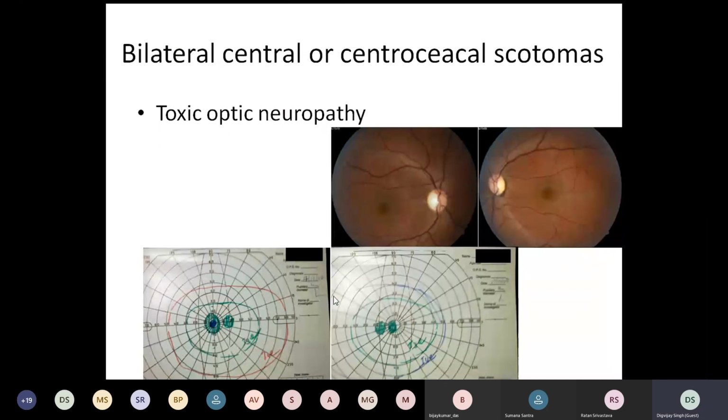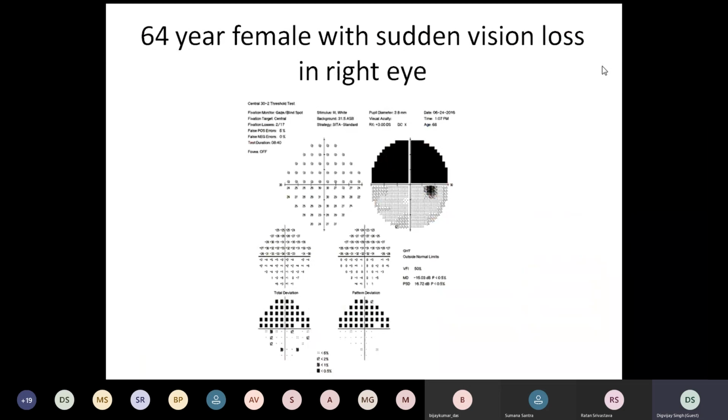The same patient underwent a Goldmann kinetic perimetry, and you can see the central field defect is very evident here. And there's a temporal pallor in both the optic discs. So that is quite typical of a toxic optic neuropathy.